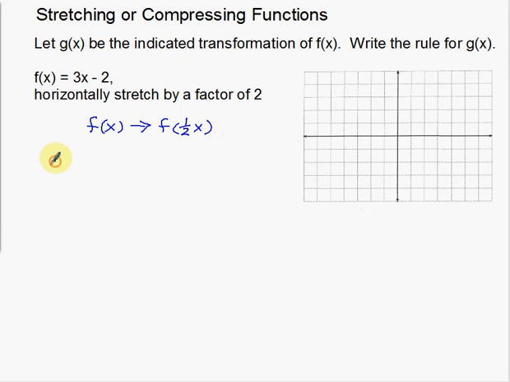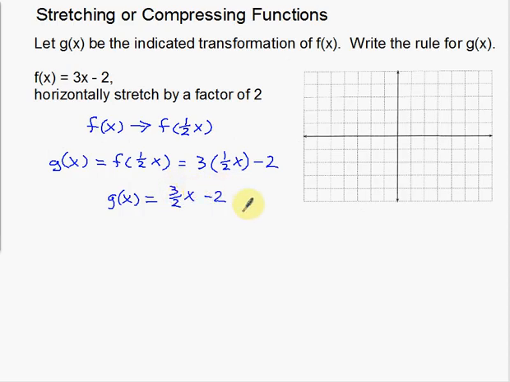So for my new function g of x, I'm going to take the old one and multiply the x portion of it times 2, or divide by 2, or multiply by 1/2, same difference. So again, I'm going to take the x portion of it, so 3x, and take the x and replace it with a 1/2 x. That's basically what we're doing. Okay, so then my new function g of x is going to be 3 divided by 2, that's just going to be 3/2 x minus 2. So that's my new rule.